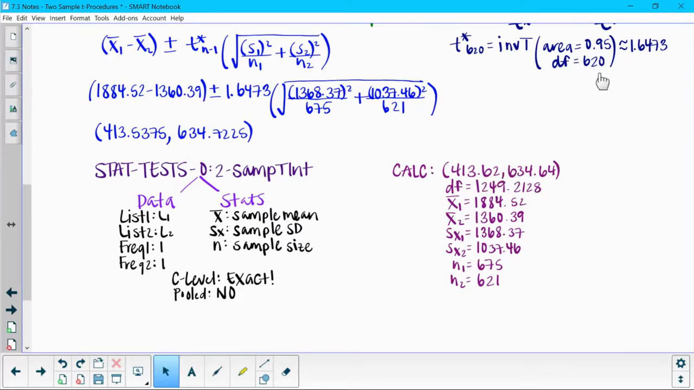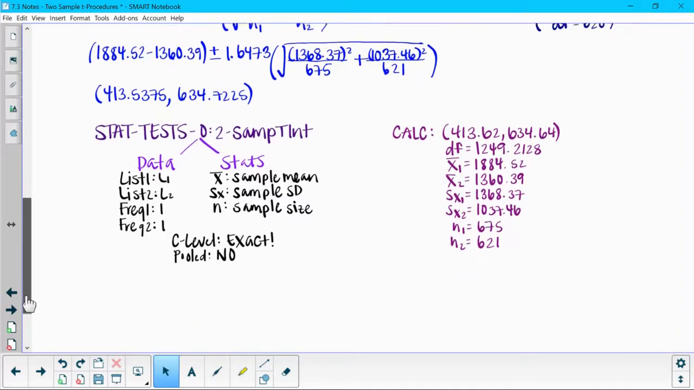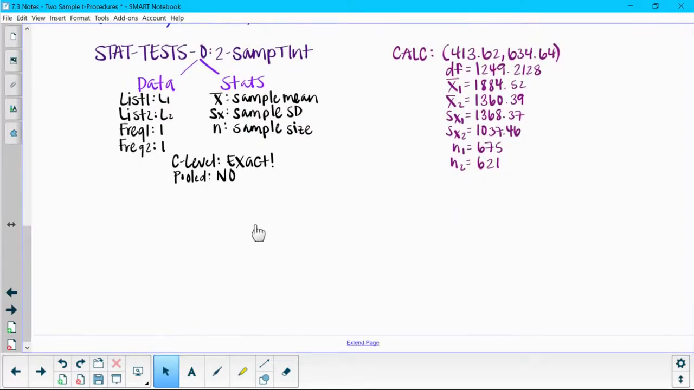I will always suggest, if you are doing it by hand, go with the conservative degree of freedom. Your calculator will give you a slightly, and sometimes very drastically, different one. Always copy everything down from your output, and then we conclude.